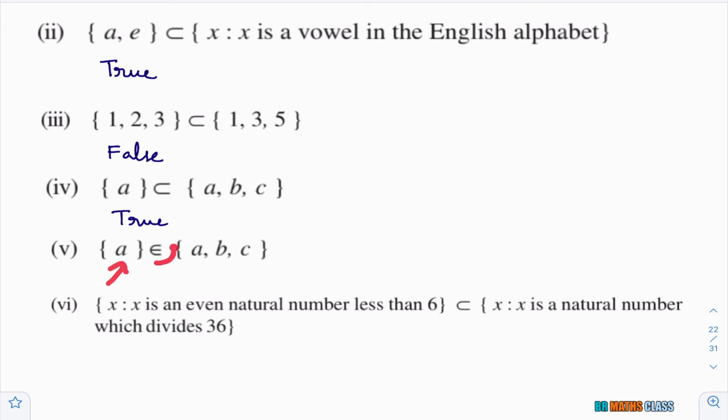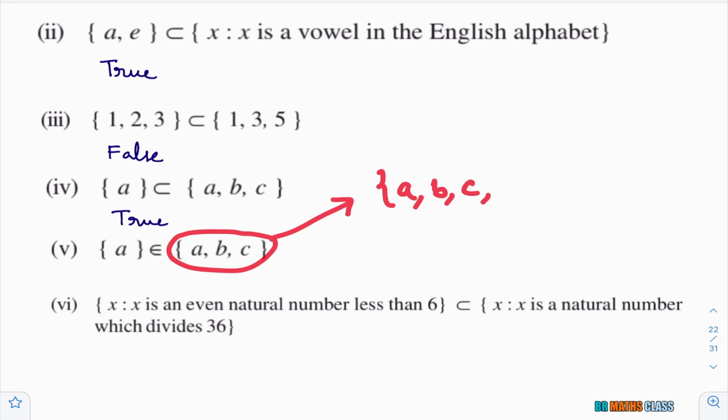Here, when the belongs symbol is given, many students get confused. Here A is there, here also A is there, so they say this is true. No, not like that. Suppose the set is given like this: A, B, C, A. If they give it like this, there are four elements in it: A, B, C, and the singleton set A. If the set is given like this, then this statement is true.